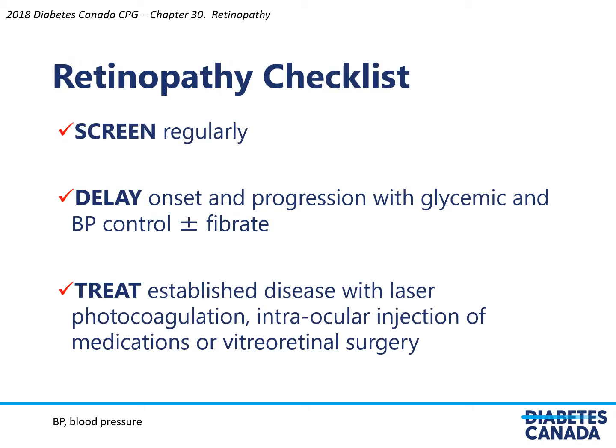The retinopathy checklist is as follows. Screening should occur on a regular basis. Onset and progression of retinopathy should be delayed with glycemic and blood pressure control, plus or minus the use of fibrate therapy. One should treat established disease with laser photocoagulation, intraocular injection of medications, or vitreoretinal surgery.